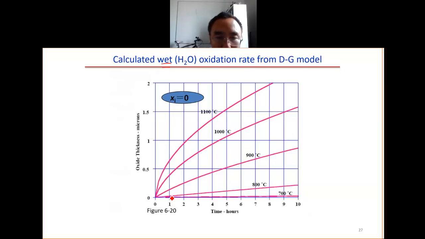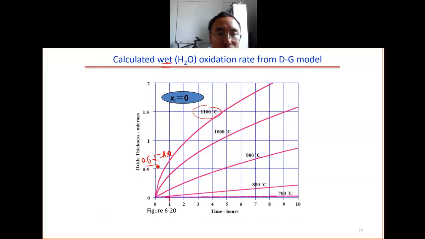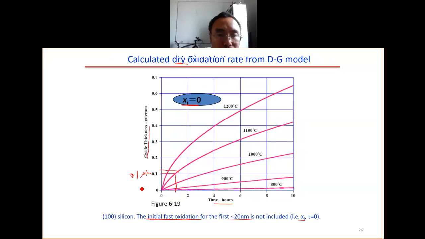You can see, for example, at 1100 degrees for 1 hour, we grew about 0.65 micrometer. Sorry, micrometer. For the same condition, 1 hour at 1100 degrees, here we got about 0.1 micrometer. So this is the dry, 0.1, and this is the wet, 0.61. So the wet oxidation is much faster than the dry oxidation, as we have seen before.